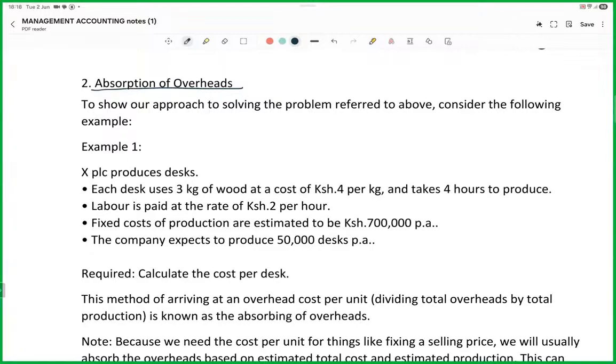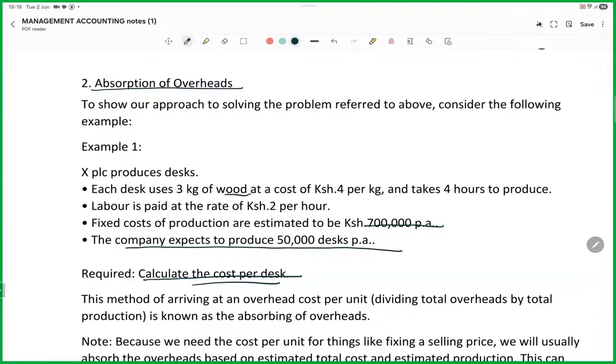We are told here, XPLC produces desks. Each desk uses 3 kilograms of wood at a cost of 4 per kg, and takes 4 hours to produce. Labor is paid at the rate of 2 per hour. Fixed cost of production are estimated to be 700,000 per annum. The company expects to produce 50,000 desks per annum. They want us to give them the cost per desk.